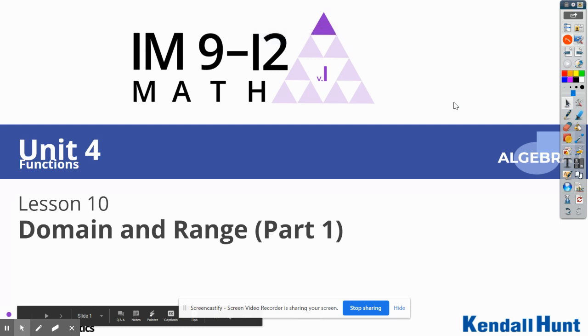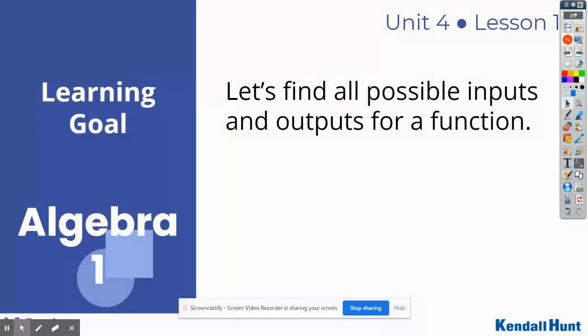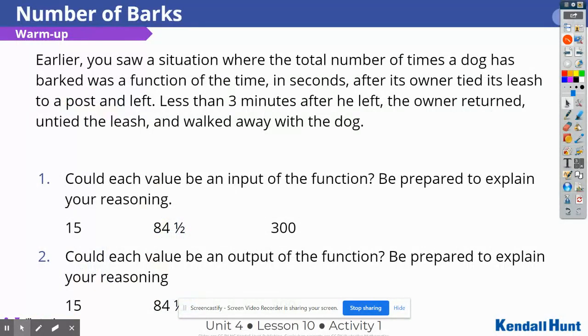Hello, so today we're going to do lesson 10. It's domain and range. So you're going to have to open up your slideshow so that you can do some of this with me. And we're going to look at possible inputs and outputs for specific functions. So go ahead and try to do this warm up on your own.